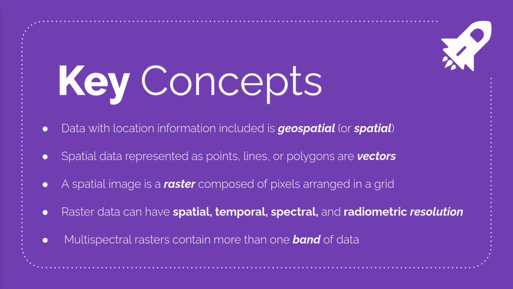So that's all a very gentle introduction to general geospatial concepts and some key points that you should know about geospatial raster data. Some points that I hope you take away with you today include that data with location information attached is what we call geospatial. You might also hear spatial. We basically use those words interchangeably, so you might hear both. Spatial data is represented as points, lines, or polygons, and we call that vector data. And a spatial image made up of pixels arranged in a grid is called raster. A raster can have spatial, temporal, spectral, and radiometric resolution values. And finally, a multispectral raster means that it has more than one band of data.